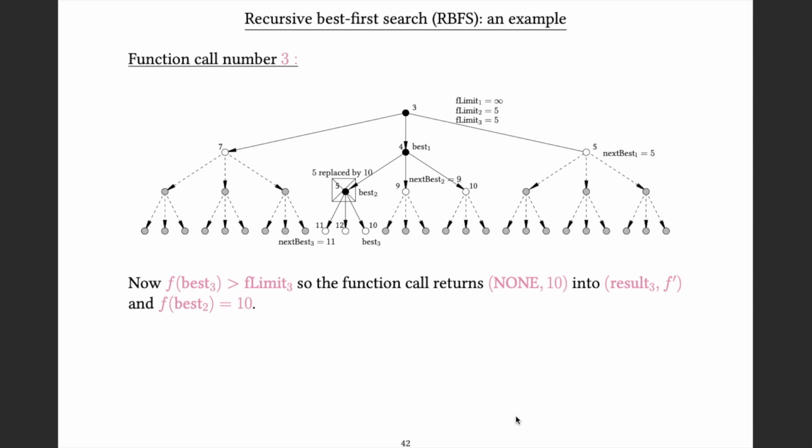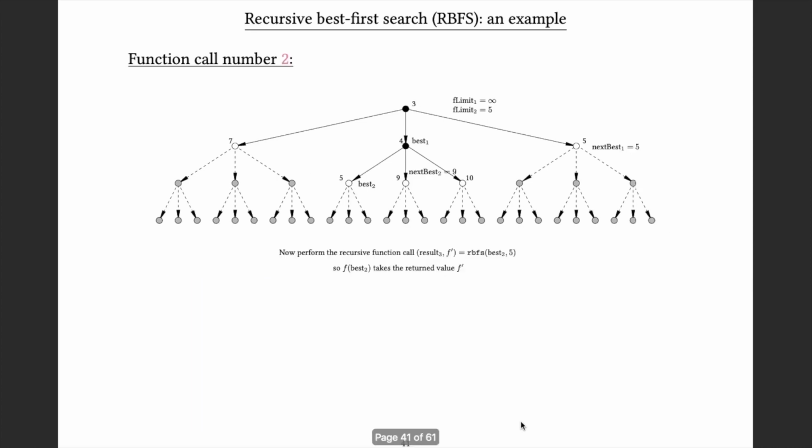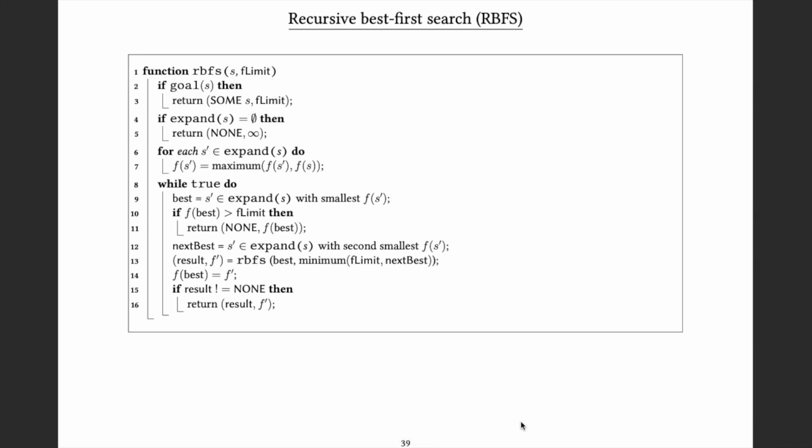That means that the f cost for best 2 gets replaced by 10, and we keep rewinding the whole process. So we now have the f cost of best 2 replaced by the 10. Now once again, if we just look back slightly at that pseudocode, we're in a while loop, and what's happened is that within that while loop we've called RBFS, and it's come back, and f prime is 10, and f best has been set to f prime.